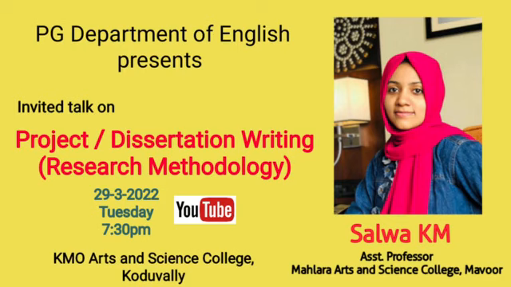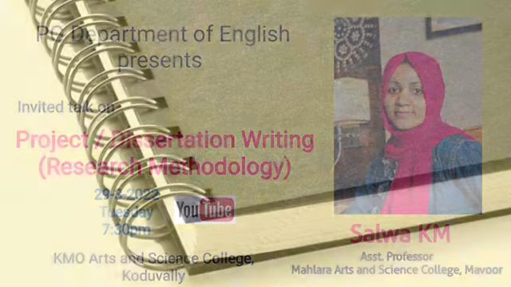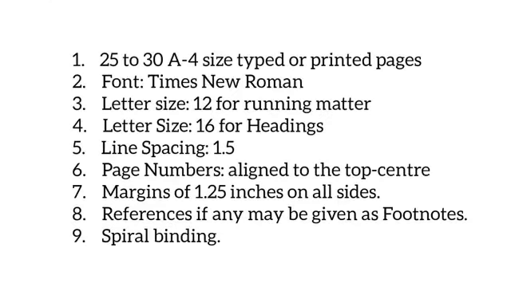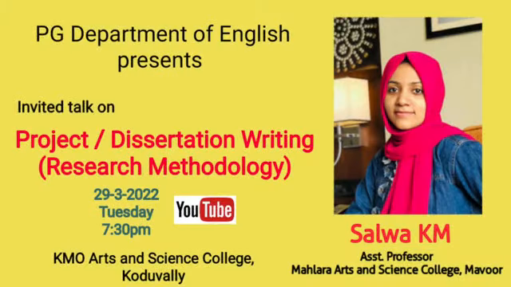Okay, then the margin should be of 1.25 inch on all sides, so equal margin. Okay, then the references can be given as footnotes, and a spiral binding is preferred by Calicut University. Okay, so these are the things you have to do when you type a project report, or the things you have to take care of when you write down your project report. If this is done, you will get a fine project report.